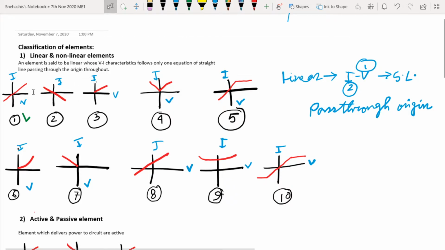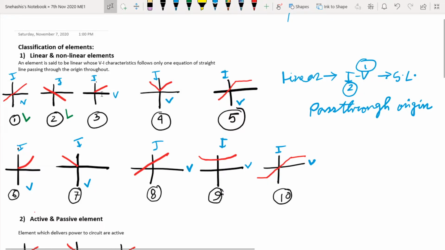Diagram 2, what happens to it? See, there is a difference between diagram 1 and 2. Both of them are straight lines passing through origin, but their slopes are negative. So if this slope is positive, then this slope is negative. But our criteria does not have to do anything regarding the slope of the straight line. You just have to check whether it is a straight line throughout, and throughout it is passing through origin or not. So again it satisfied both criteria, so it is obviously another linear element.